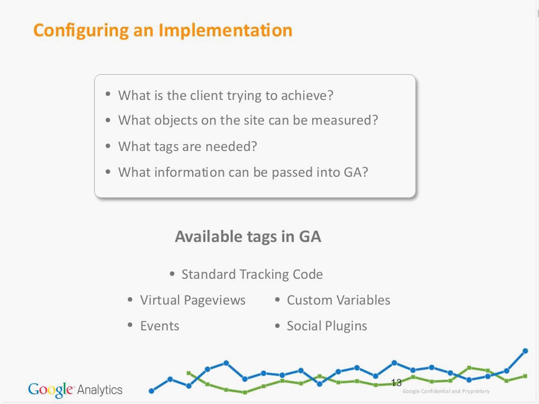And actually, again, we only have a few tags, so we'll go through each of these in turn. There's the standard tracking code, there's the virtual page view tag, there's the event tag, custom goals, and social plugins. And that's pretty good. The standard tracking code has a lot of flexibility, but we won't actually cover that today because the depth of that is just too complex.